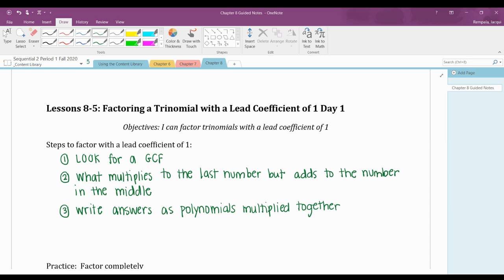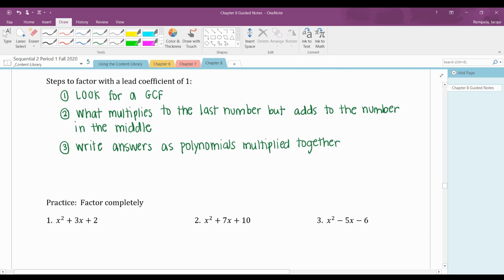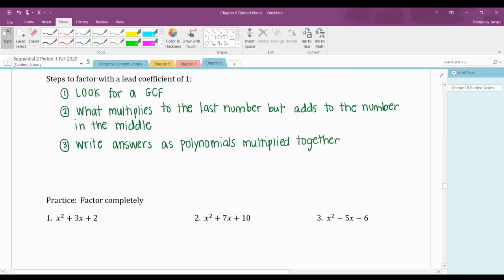Okay, so those are our steps in order to factor with a lead coefficient of 1. So notice that the directions are asking for us to factor completely. So like I said, that's why step number 1, we have to look for a GCF. So GCF means, are there numbers that they have in common? Are there variables that they have in common? Well, because we are dealing with a lead coefficient of 1, there are never going to be numbers that we have in common, because the biggest number that we can take out of all of those would be a 1, and that's not going to change anything.